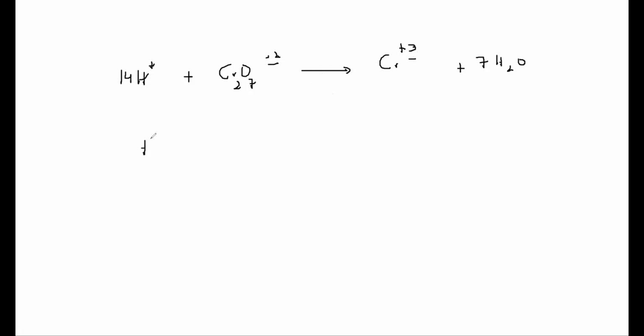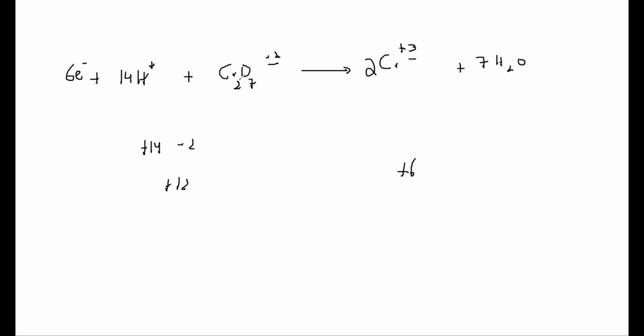The total charge is plus 14 and minus 2, so the total charge is plus 12. And here, chromium should be balanced. If I put 2, the total charge is plus 6. So what we'll do, we'll add electrons where the charge is greater, so we'll add electrons on this side. So this equation is balanced in terms of electron, hydrogen, oxygen, chromium. But this is balanced in acidic medium.